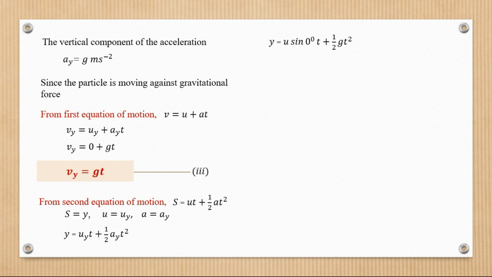But remember that sin of 0 is 0. So 0 times ut is 0. So we'll end up remaining with y equal to a half gt squared, and this is going to be our equation 4. So now, basically, all these equations that I've highlighted, equations 1 up to 4, are formulas that I encourage you to memorize because they'll be helpful as you get to our calculations.